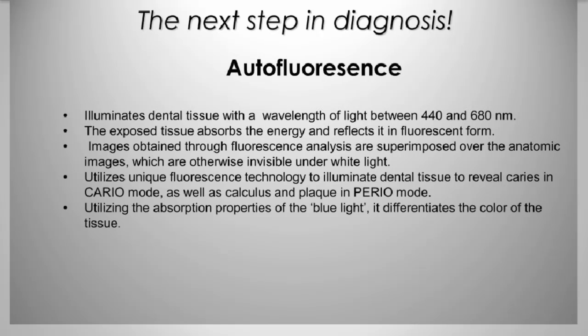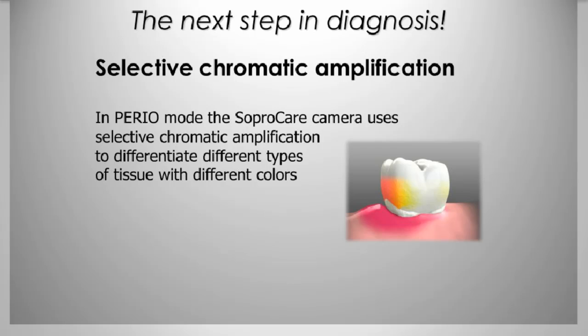So next I want to talk to you about, in combination with this, we've got selective chromatic amplification. Big fancy word for in perio mode, and this product that we're going to talk about tonight is called Sopro Care. And in perio mode, the Sopro Care camera uses this selective chromatic amplification to differentiate the different types of tissue with different colors. And again, we're going to go into this in much more detail. So the next couple slides are going to kind of compound on this theory here.